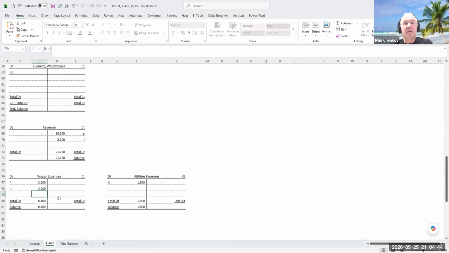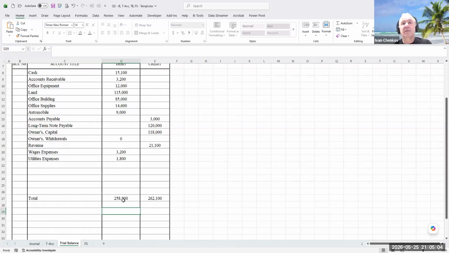Now, what's going to happen if accidentally, instead of debit wages expense, you put it on the credit side? 3,200. So now let's check the trial balance. In the trial balance, now we have a difference.